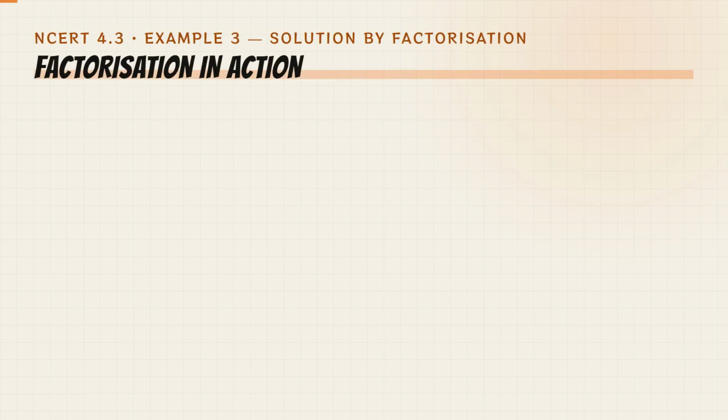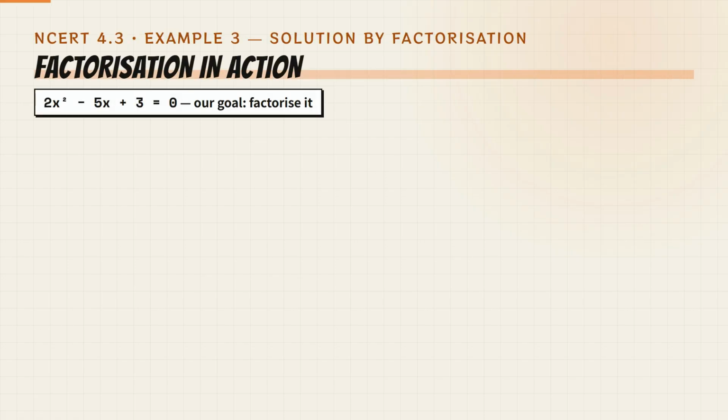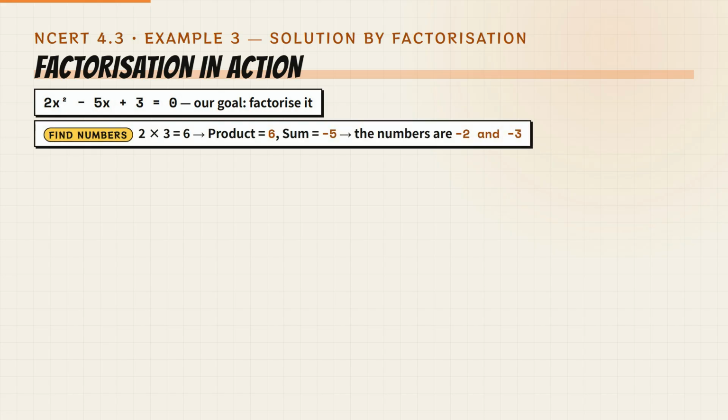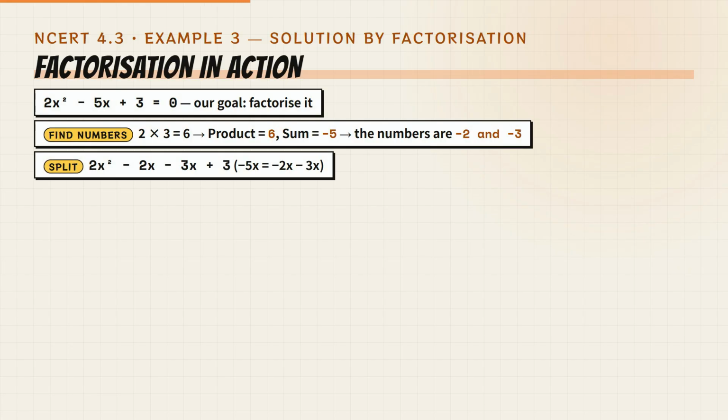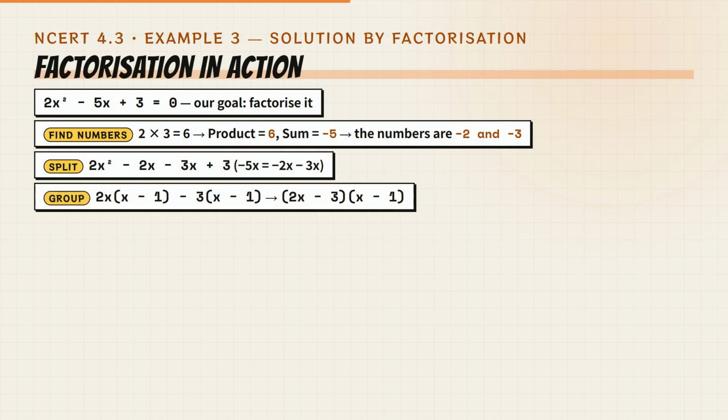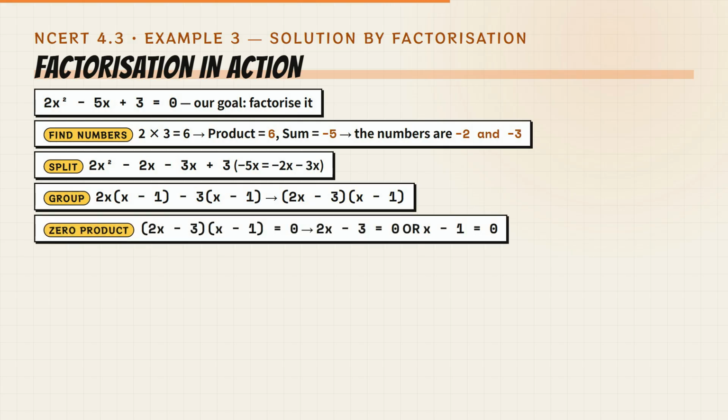Let's solve one. We have 2x squared minus 5x plus 3 equals 0. Our goal is to factorize it. Multiply the first number and the last number. 2 times 3 equals 6. Now we need 2 numbers that multiply to 6 and add to minus 5. Those numbers are minus 2 and minus 3. So we can split minus 5x into minus 2x minus 3x, giving 2x squared minus 2x minus 3x plus 3.